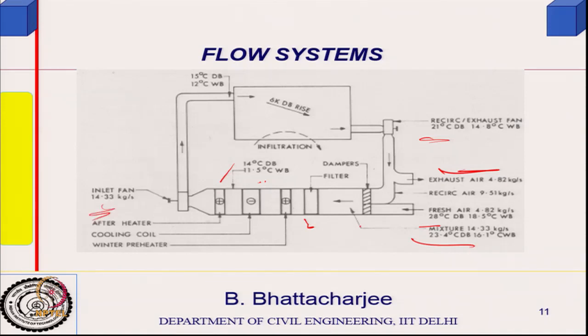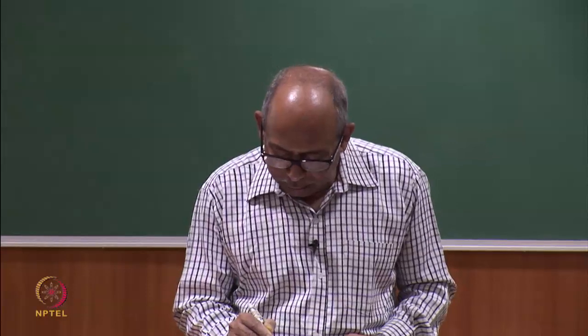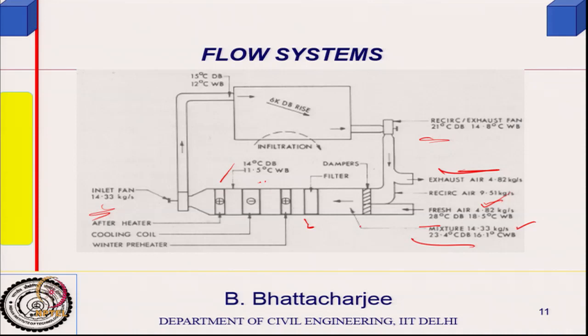Now, if you look at it, the rate is also given. How much is the rate? Because it is calculated and given, we will do the calculation separately. This is 14.33 kg per second of mixture, but before that the recirculated air was supplied at 9.51 kg per second, and fresh air is 4.82 kg per second. So, as I was saying, nearly 2 is to 5, and the total will be the sum total of these two. 9 plus 4 is 14, so it adds up to 14 point.